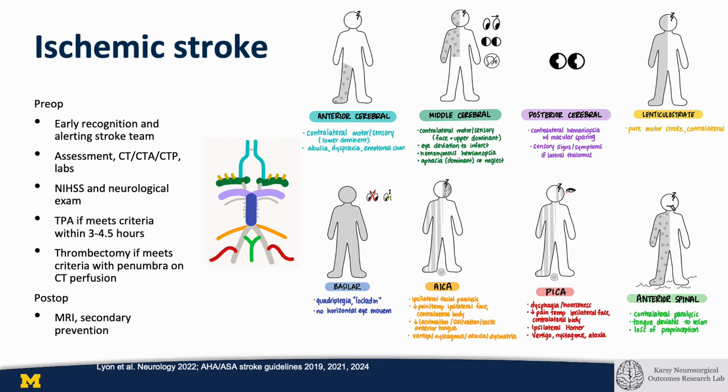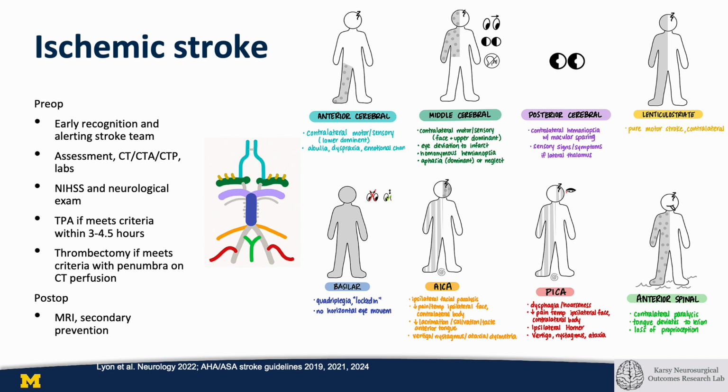Patients that are last known normal within 3 to 4.5 hours, if they meet criteria, would get TPA. This can often be done in the field or in an inpatient setting, depending on what patients are doing. Thrombectomy is the other method of treatment for comprehensive stroke centers, especially for large vessel occlusions.